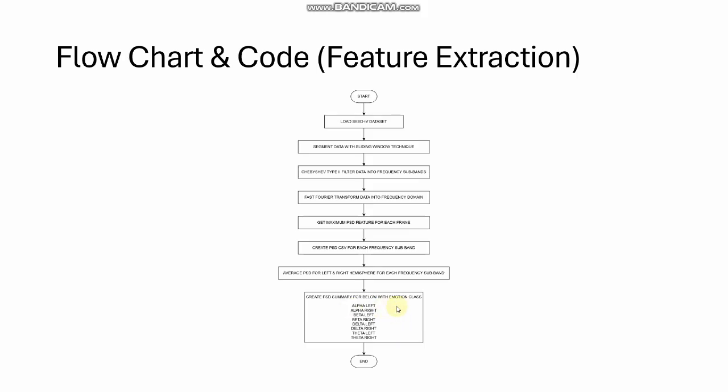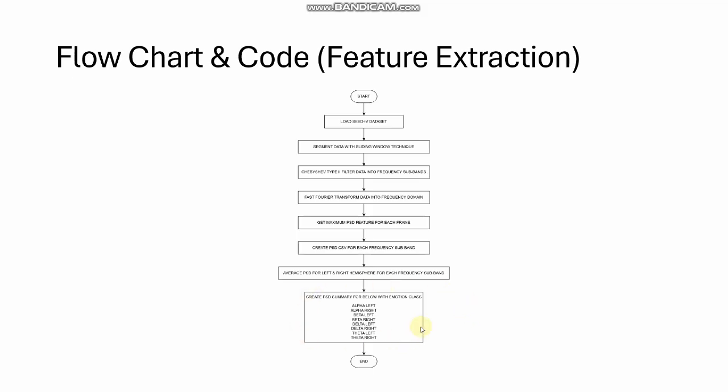So alpha left referring to alpha band left hemisphere, alpha right refers to alpha band right hemisphere, and then the beta right, delta right, theta right. So that is the 8 columns, and an additional column will be the emotion class. So this will be extracted based on the file name. If it's ending with an S, then it is a sadness data. F is a fear data, and so on and so forth.